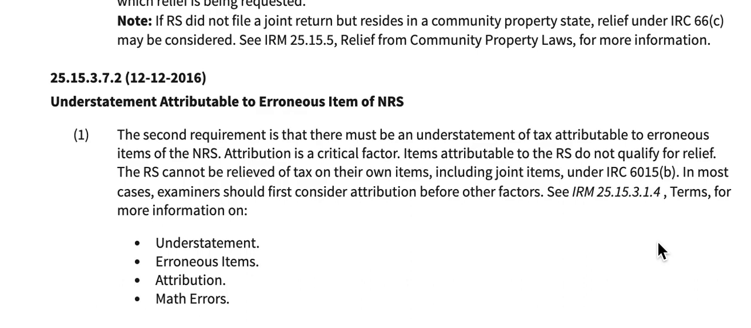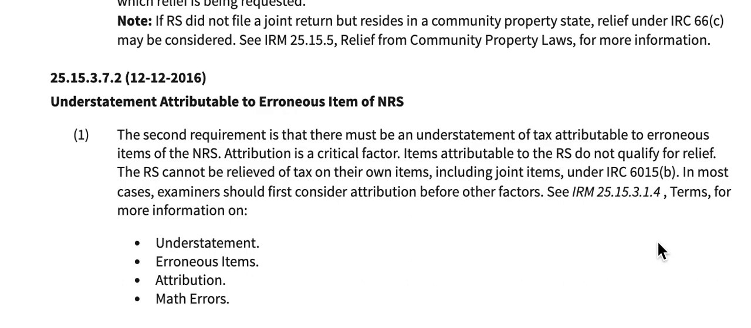Attribution is going to be the first thing that an examiner looks for. Attribution basically means there's an item in the tax return, which spouse did it? Which spouse is most likely to be accountable for that mistake? And then math errors.